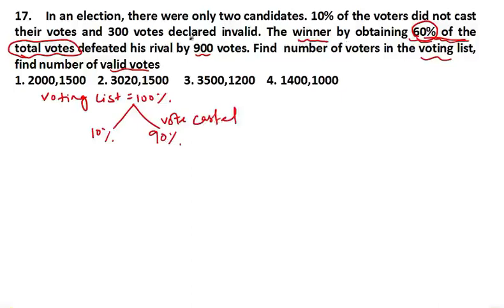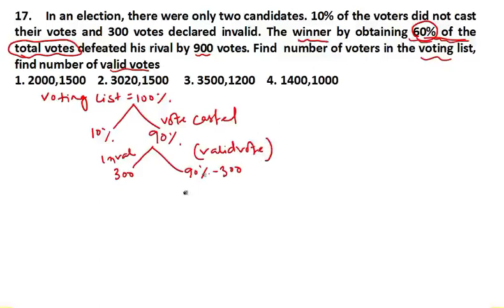Then 300 votes were declared invalid. 300 votes are invalid. So what will be the valid vote? Just minus it. 90% minus 300. This is going to be my valid vote. Fine. I hope this point is clear.